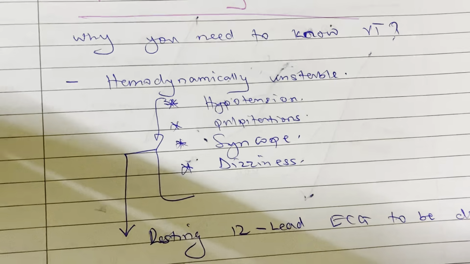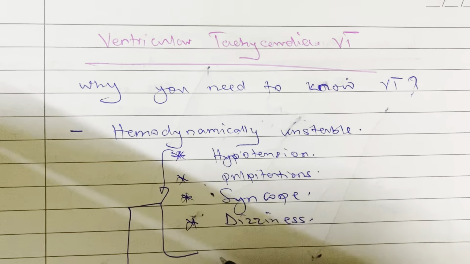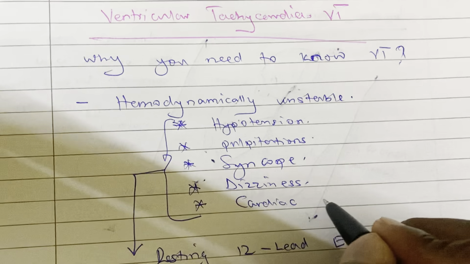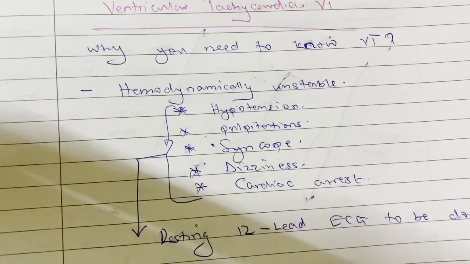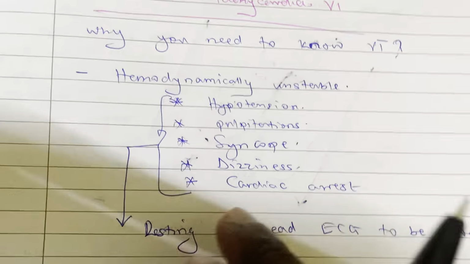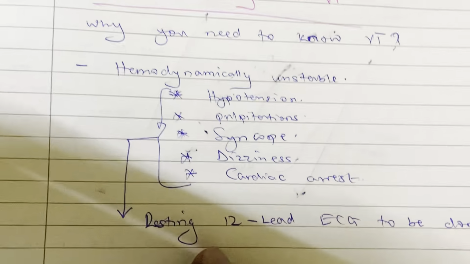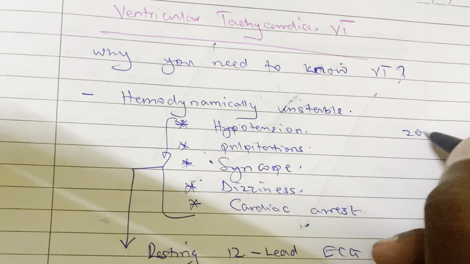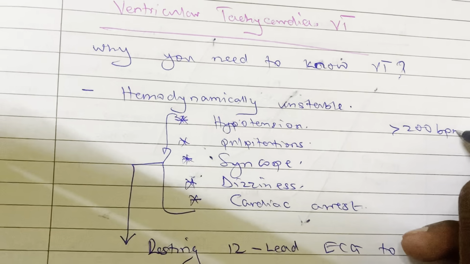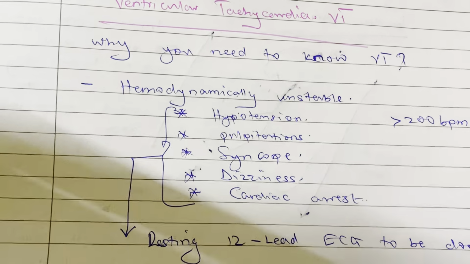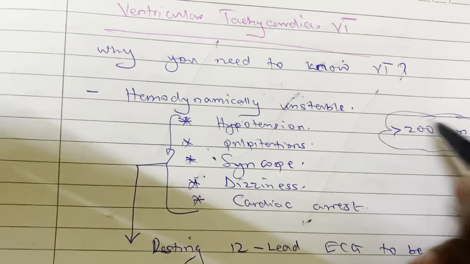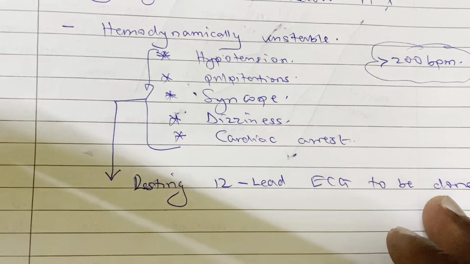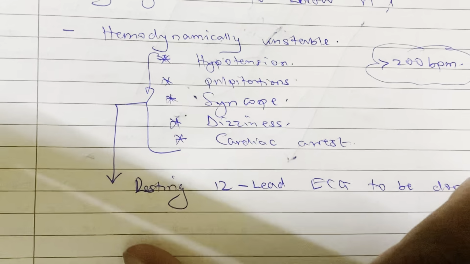And then the rhythm is analyzed. The patient may come in, and the most important thing is cardiac arrest. The patient can be in cardiac arrest, and the cause can be a VT if the rates are very high, like 200 plus. This one can cause cardiac arrest. So do a resting 12 lead ECG if the patient is stable, and analyze.